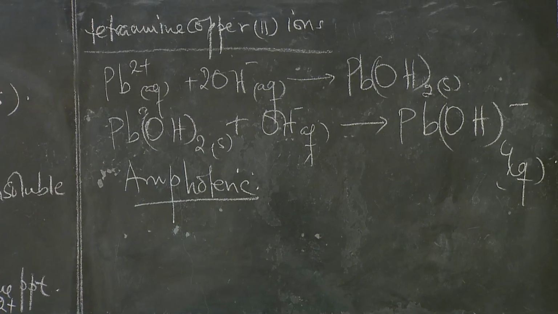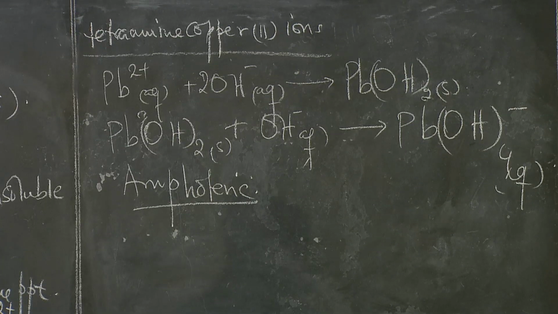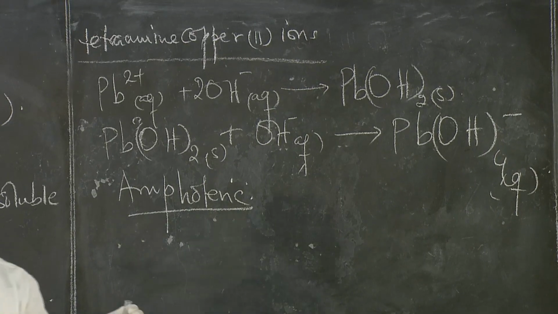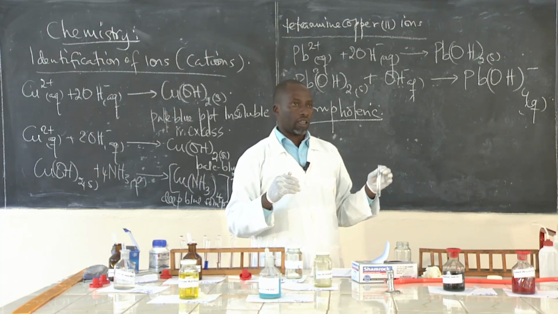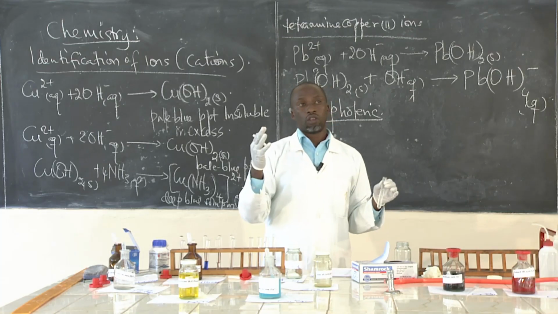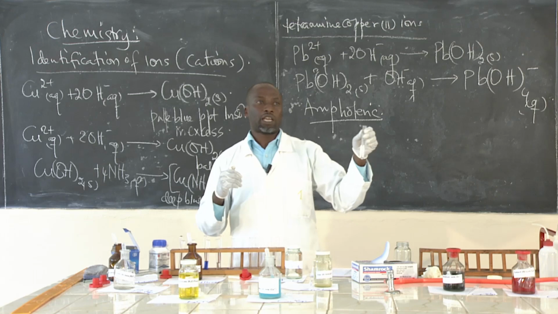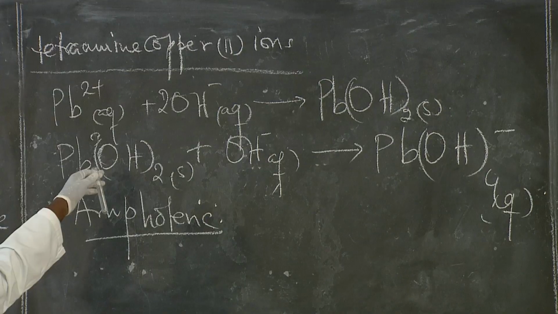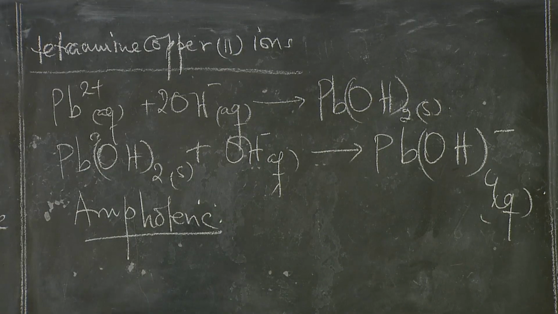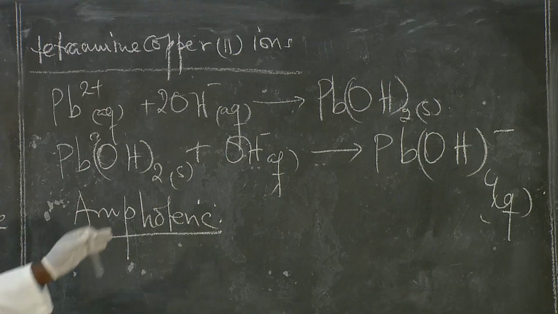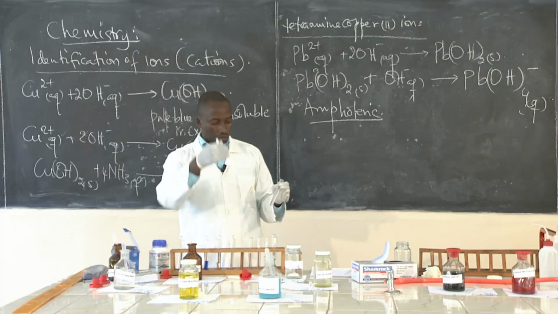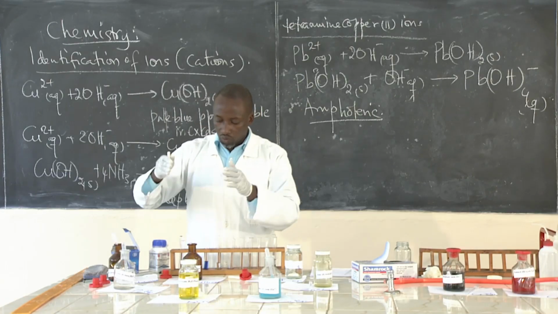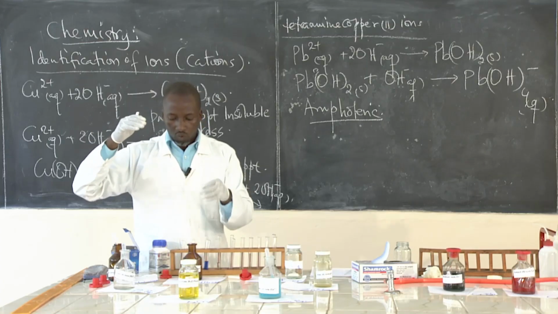Amphoteric means, what does it mean? Good. It means a substance that has both basic and acidic properties, or it can react with acids and at the same time react with bases. So this lead hydroxide is amphoteric, so that's why it dissolves. It reacts with the sodium hydroxide again to form that colorless solution. So we are just going to look at the ammonia with lead again.